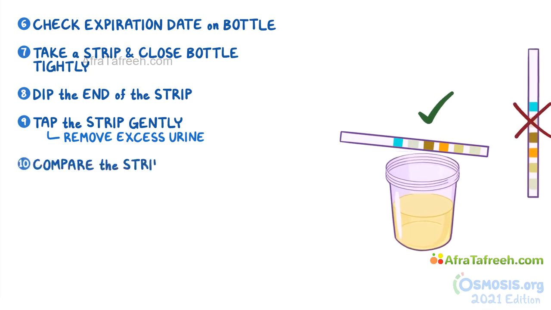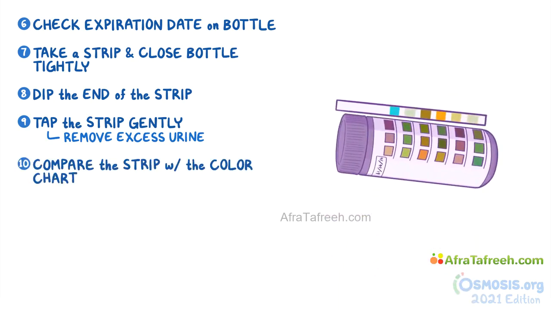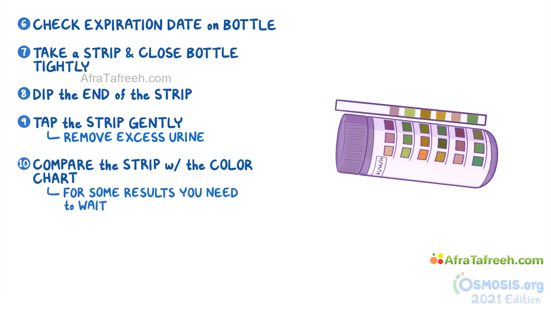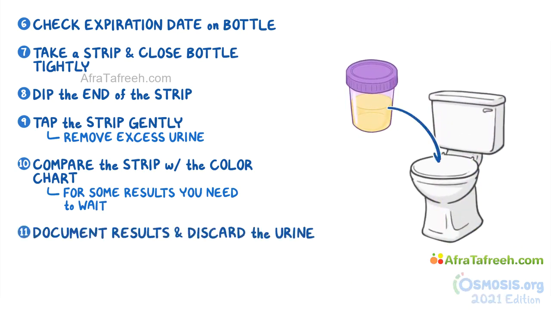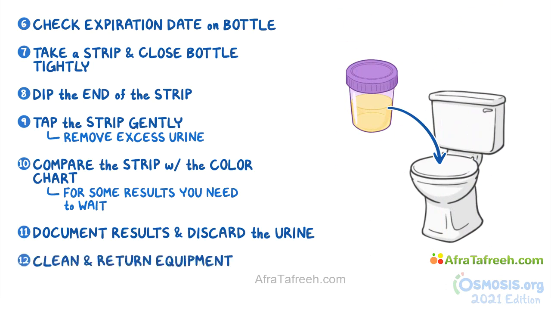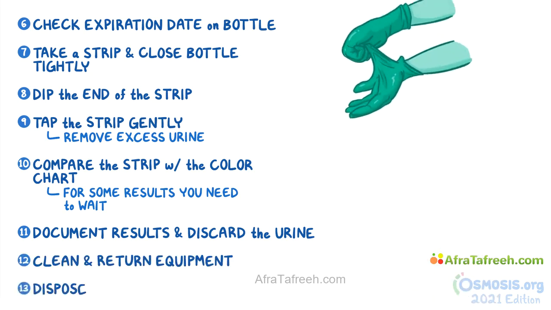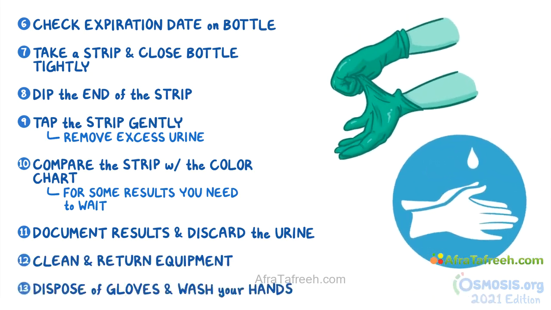Compare the color of the strip with the color chart that comes with the bottle. For some results, such as glucose, you need to wait and read the results after some time. Document the results and then discard the urine. Finally, make sure to clean and return the equipment to the right place. Dispose of your gloves and wash your hands.